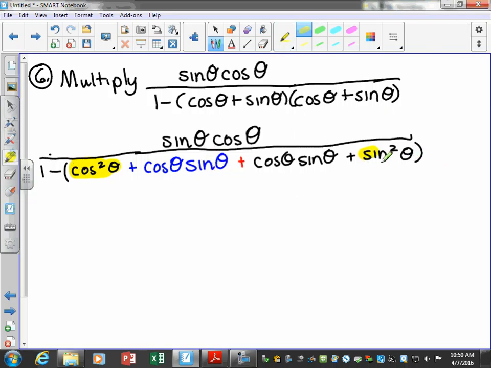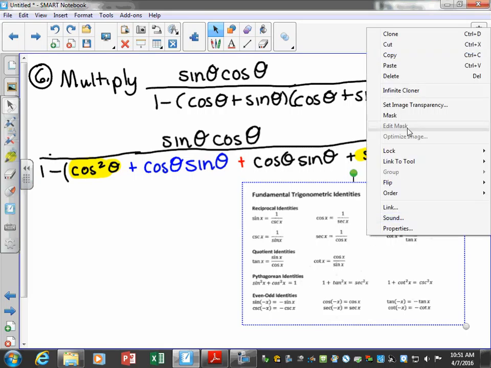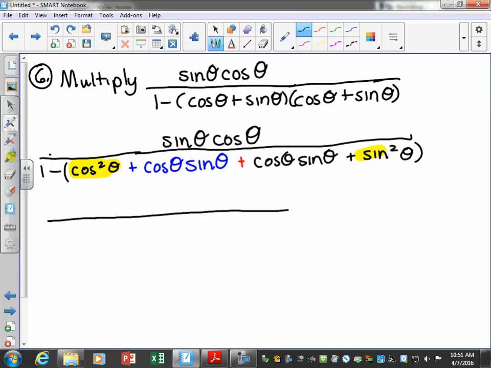And let me get my highlighter back. Okay, so cosine squared theta plus sine squared theta is just going to be what? Just to pull that up right quick, sine squared theta plus cosine squared theta is equal to 1. So that highlighted portion we're going to simplify to 1. Let me move that out the way now. So if I'm just going to work with the denominator, I'll have 1 minus, that's going to be 1. So the highlighted part's going to be 1.